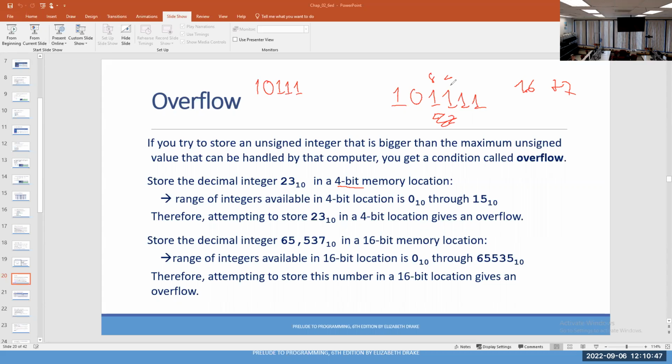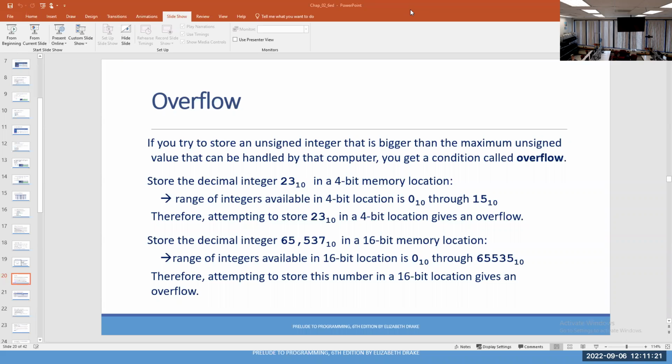It already needs 5 bits here, right? So in that case, they call it overflow. Overflow means you do not have enough bits to represent the number, right? So think about this one here. If you want to store the number 65,537 into 16-bit memory, you also cannot do it, right? Because you get the overflow here. So that is something you should remember, the definition of overflow. Overflow means you do not have enough memory to store the number.